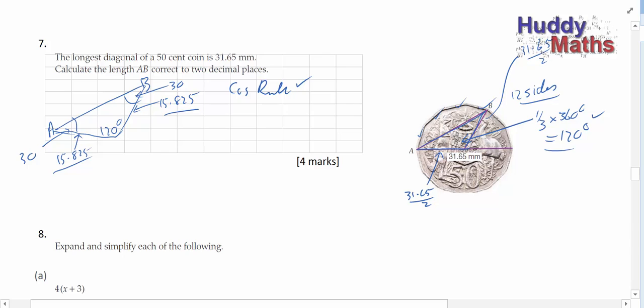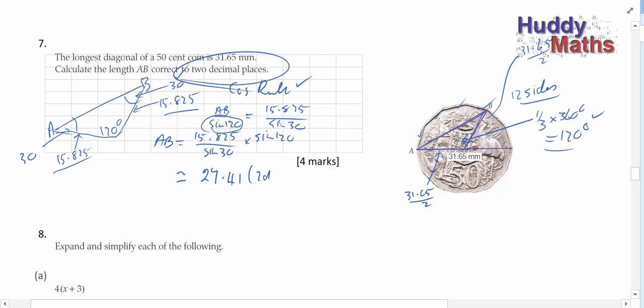So there'll be one mark for getting that idea of 30 there, or for writing down the cosine rule, either way. And then the sine rule now is a little bit easier, because you can say AB over the sine of 120 equals 15.825 over the sine of 30, and so AB is 15.825 over sine of 30 times sine of 120. AB's been divided by that to get AB back again, times by that. So this is approximately 27.41, because we were asked for 2 decimal places.